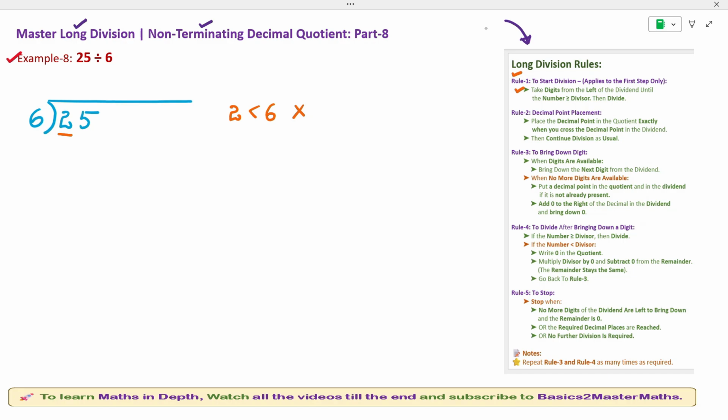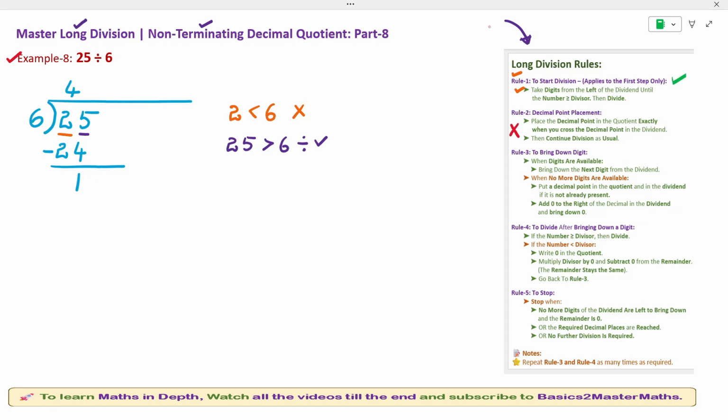As per the rule, consider the next digit also, that is 5. Now the number becomes 25, which is greater than the divisor 6. So divide. 6 fours are 24. So you will get 1 as the remainder. Now rule 1 is complete.